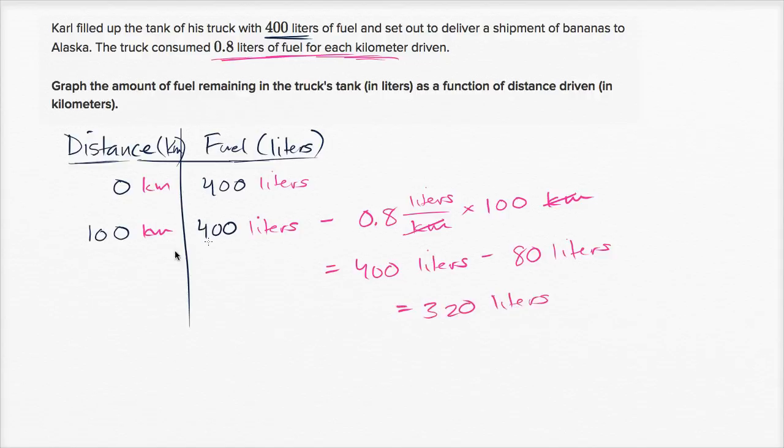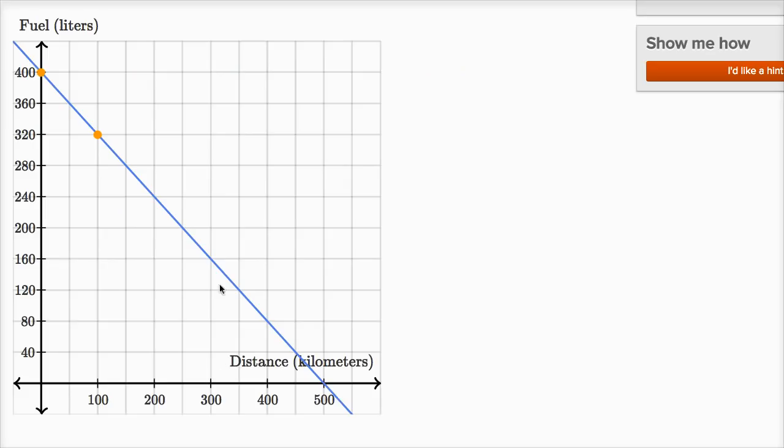So when he has traveled 100 kilometers, he will have 320 liters left in his tank. So let's plot that. Actually, I just randomly had put the point there. He is going to have 320 liters left in his tank. And just like that, we have plotted the line that shows how much fuel he has in his tank as a function of distance traveled. And you can even see from this that he's going to run out of fuel at the 500 kilometer mark.